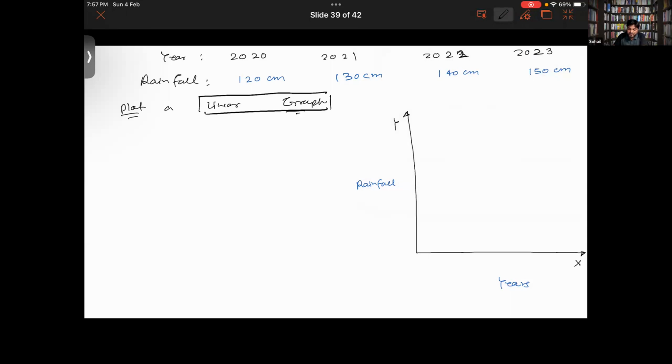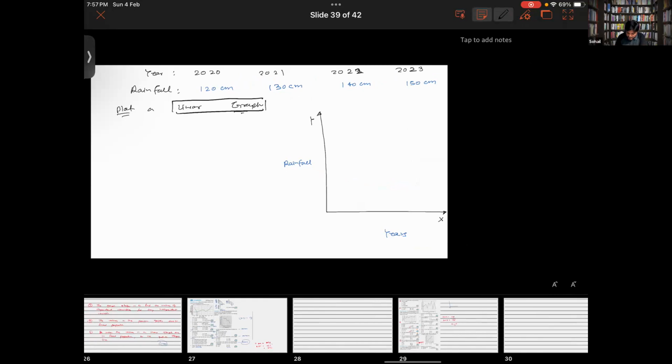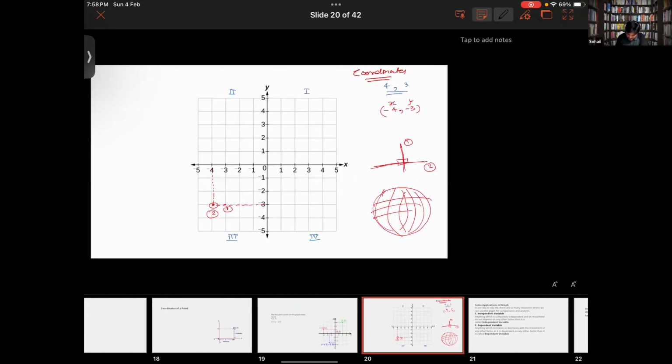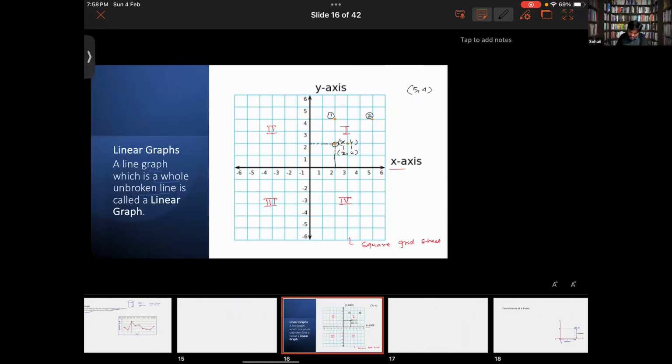You have to plot a graph like this. Just let me show you this one, like the one which we did previously as well, on a graph paper. If you have the graph paper, you can do it there. If not, you can draw it on a plain paper as well. So like this, you have to plot a graph. Okay?